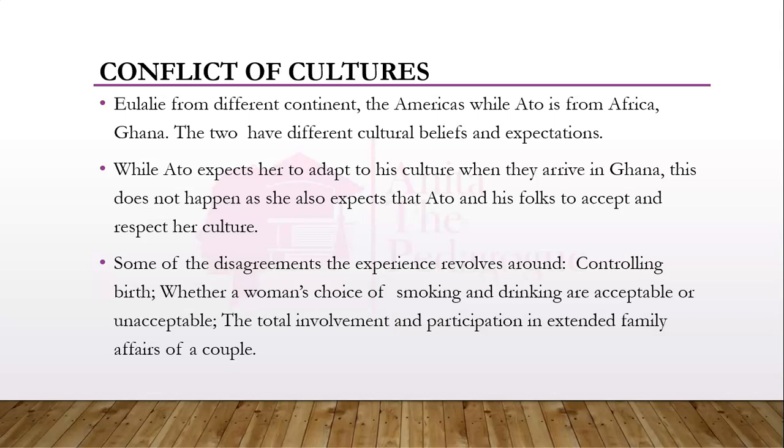Again, the total involvement and participation in extended family affairs is something that is noted in Atu's culture because they expect Atu to take care of his siblings and even to help his mother pay off her debts. But then, from where Olele is coming from, minimal interference is expected from the extended family. On this note, we'll move on to look at the next theme.